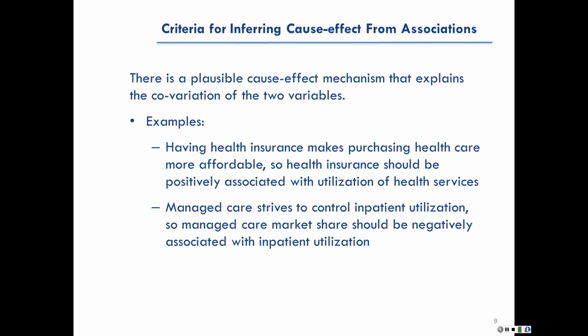One way of saying we've identified a cause and effect is that we also want to be certain to have a plausible cause-effect mechanism that explains the covariation of two variables. Part of this is just logic, right? There's no logical, plausible cause-effect mechanism going from any kind of association between storks and babies.